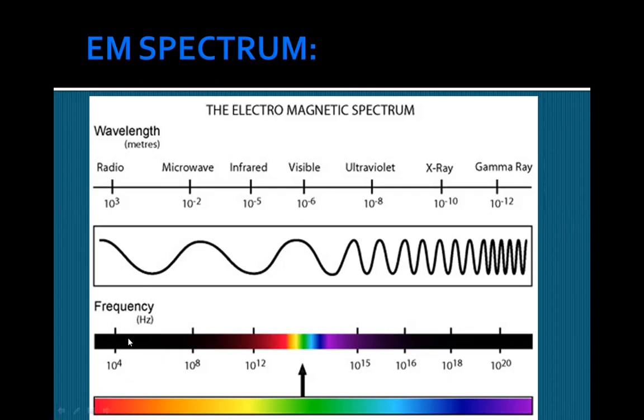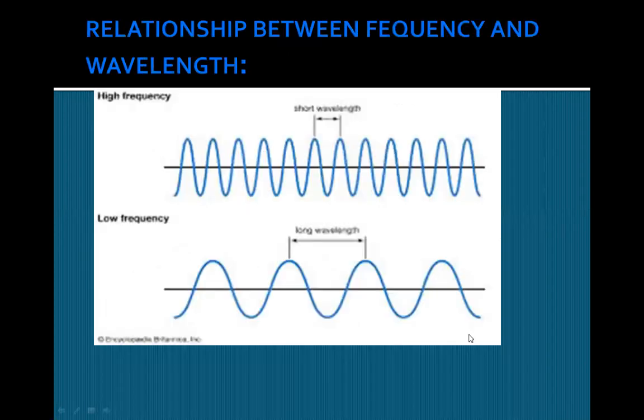That's why radio waves are mainly used for the purpose of long distance communications, because they have low frequency and larger wavelength. And then come the gamma rays. They have the highest frequency but the shortest wavelength.